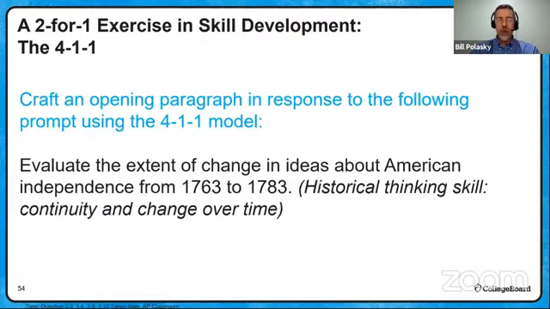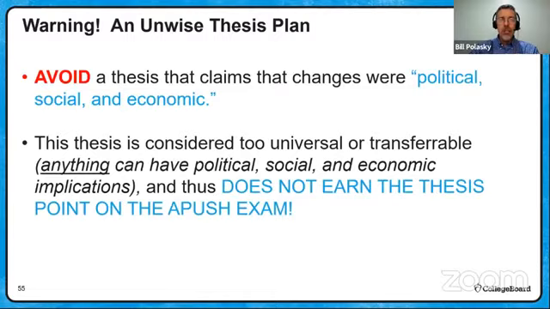And so let's craft one of these for the following 411 model for this question. It's a real AP question, a DBQ question from a couple years back. Evaluate the extent of change in ideas about American independence from 1763 to 1783. All right. First of all, evaluate is a verb. What does it mean? It means judge, weigh, determine, and the extent of change makes this a how much question. So judge, weigh, determine how much change there was in these ideas. You have to come up with a position on that. So the thing you want to avoid, this is death at the box office.